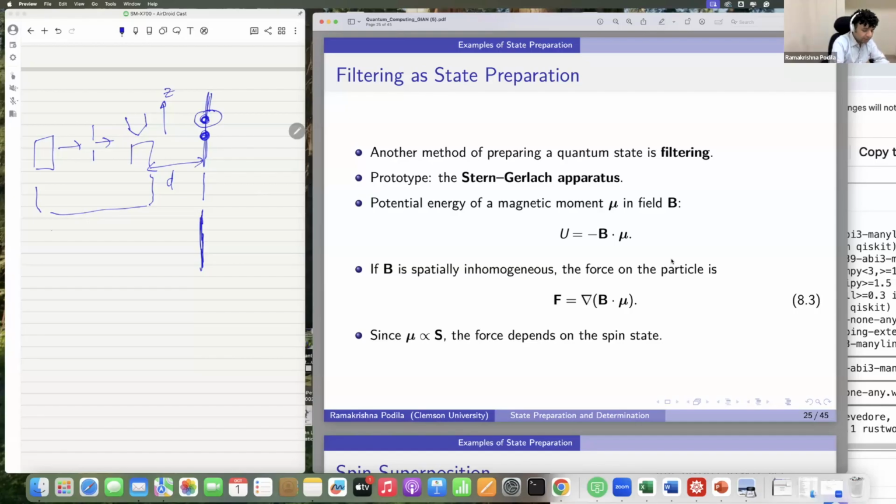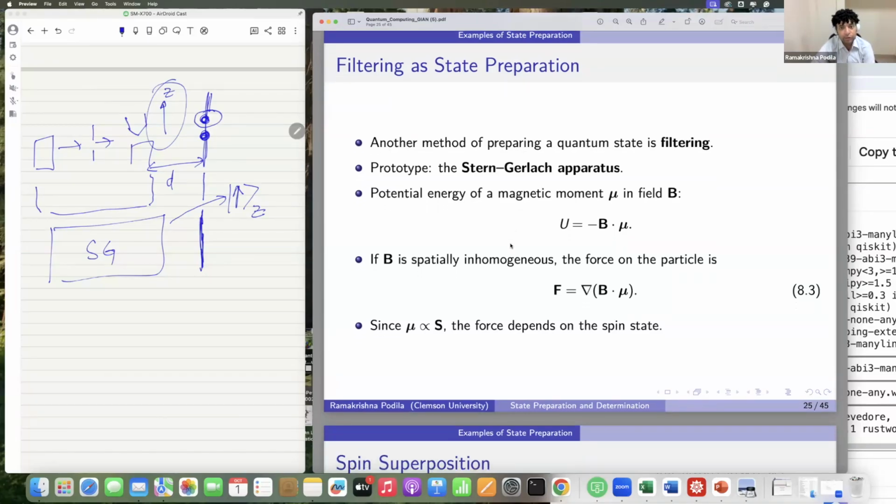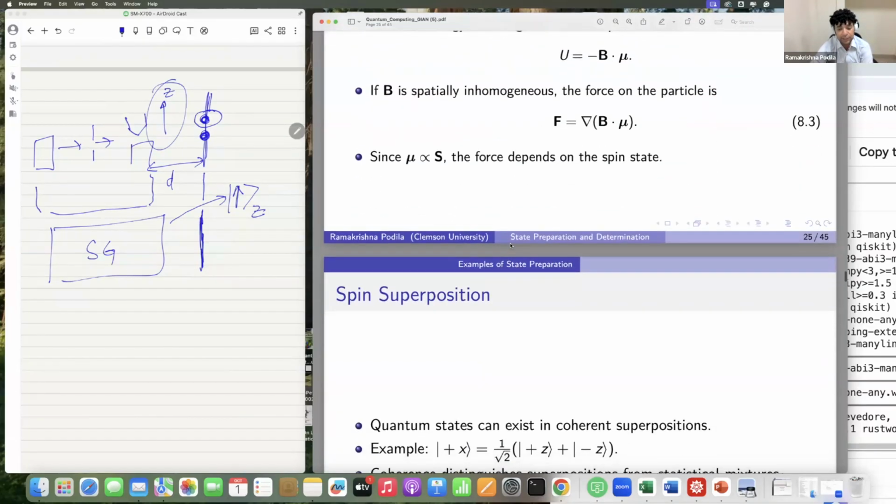Then I can say that this is the Stern-Gerlach apparatus, let us say, right? And whatever comes through this slit, because this is the z direction, I am always getting spin up. So this entire thing is filtering, a state preparation technique. I can make a Stern-Gerlach apparatus, and I can make my initial state to be spin up. Do you see that? I can use this as a state preparation technique.